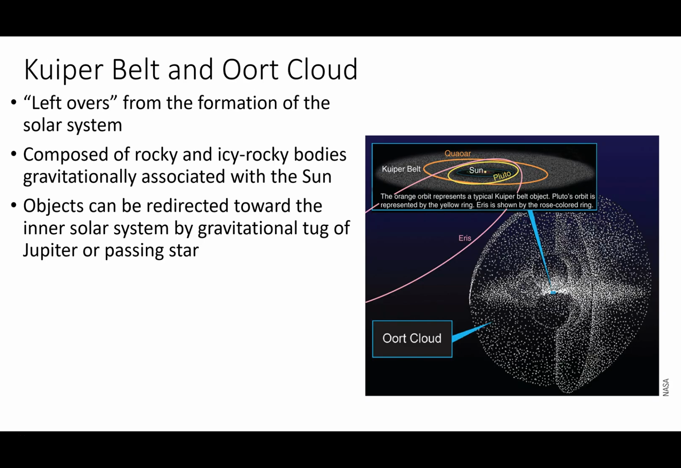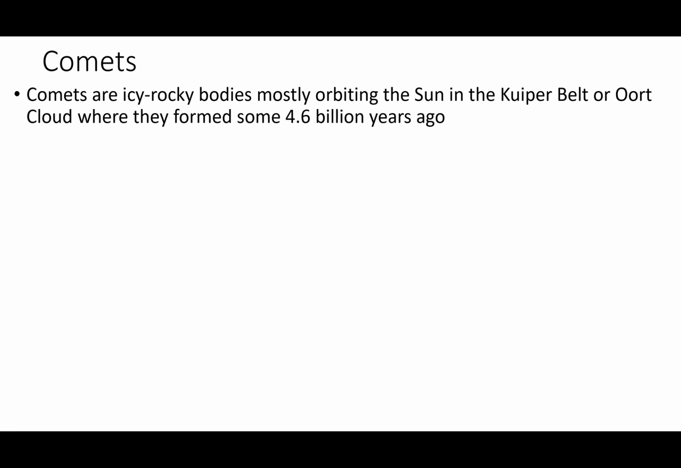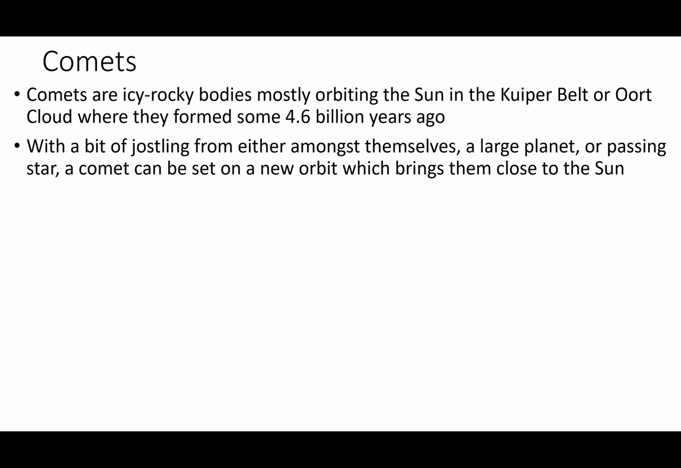So those icy things, if you have an object in outer space that has rock and ice, you call it a comet. That's it. Okay? Those things have been out there since our solar system formed, about 4.6 billion years ago. The sun turned on about 4.6 billion years ago. Now, comets you've probably heard of. Sometimes we see comets in the nighttime sky.